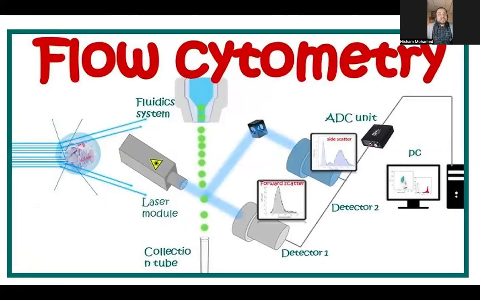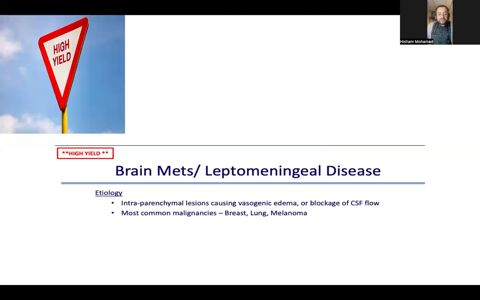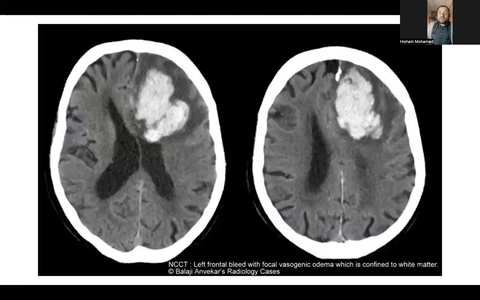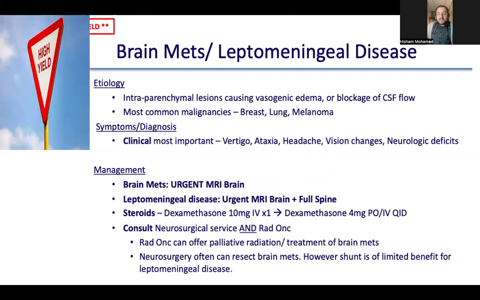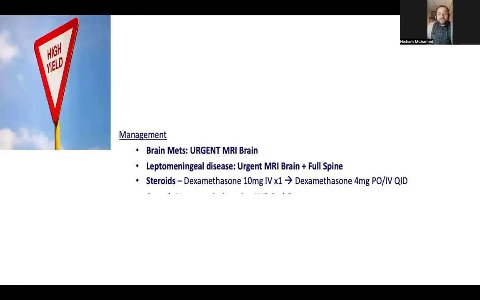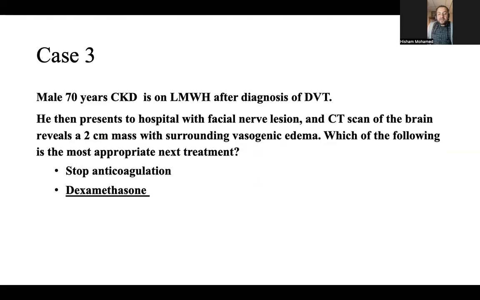We discussed today 3 cases, which are very important: a patient with chronic kidney disease or renal disease, a patient with cancer screening, a patient with hemolysis and DVT, and a patient with vasogenic edema. Next episode, we'll go for more and more cases with medical issues and interstitial disease.